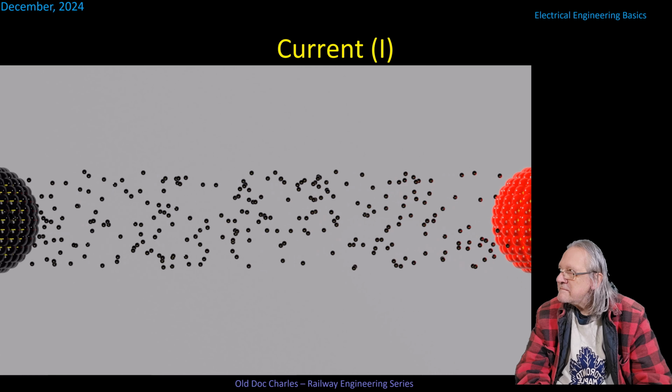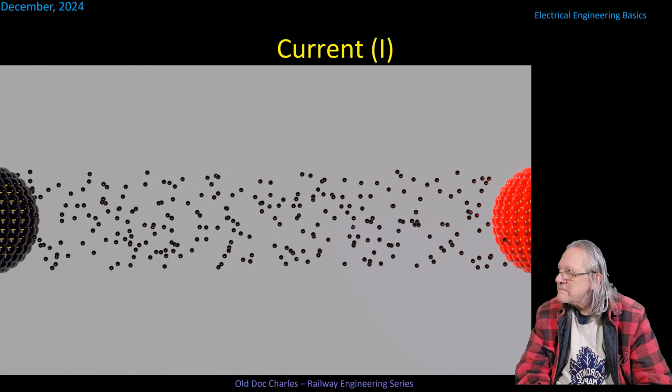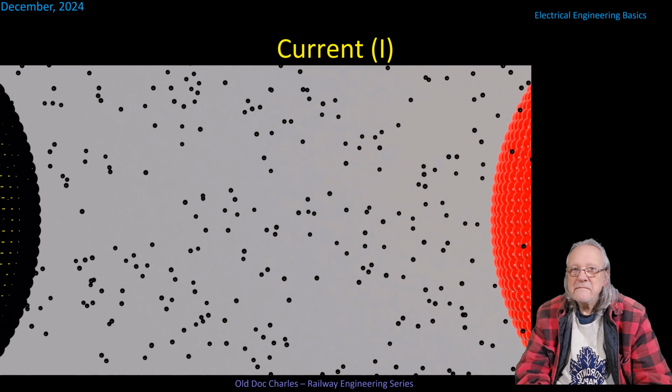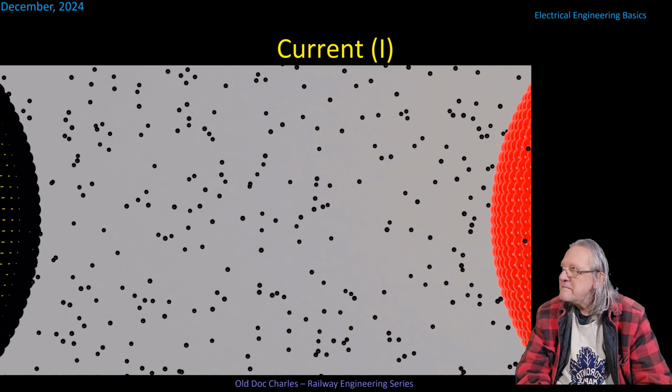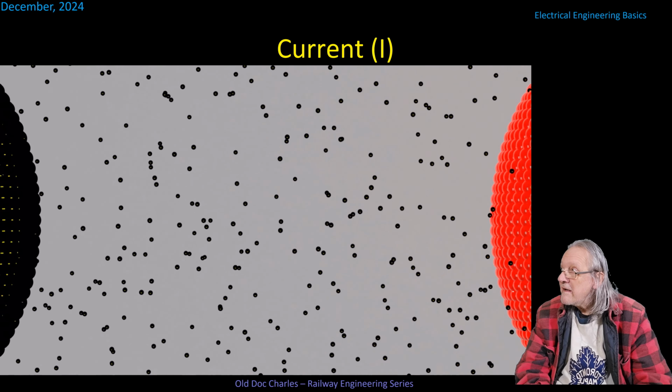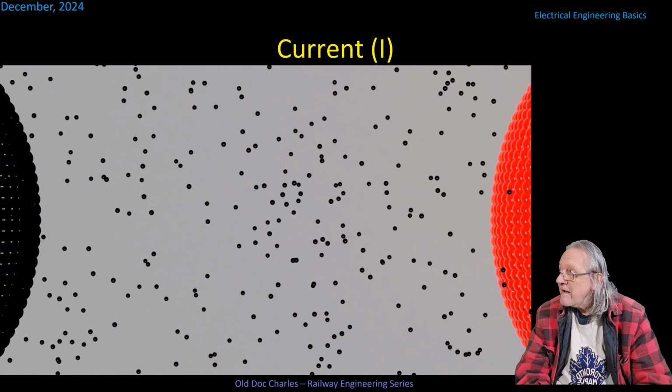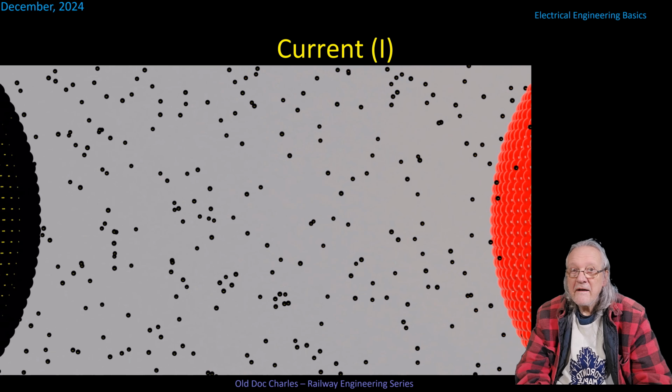Reducing the voltage reduces the number of electrons flowing past a point during a particular time period. Thusly, current flow is reduced. Conversely, increasing the voltage increases the number of electrons flowing past a point during a particular time period. Thusly, current flow is increased.